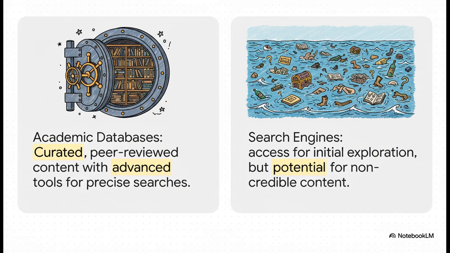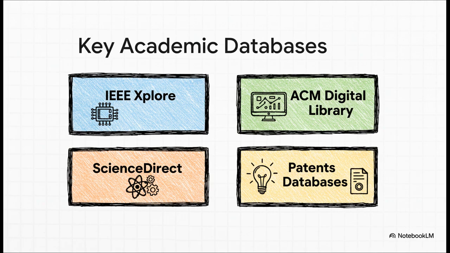Academic databases, though, that's a whole different world. We're talking curated, peer-reviewed content with super advanced search tools. It's all about efficiency and getting straight to the good stuff. And these are some of the heavy hitters you should definitely know about. If you're in electrical engineering or computer science, you're going to live in IEEE Xplore and the ACM Digital Library. For more general science, ScienceDirect is awesome. And hey, don't forget about patent databases like USPTO. You can find some seriously cutting-edge stuff in there.